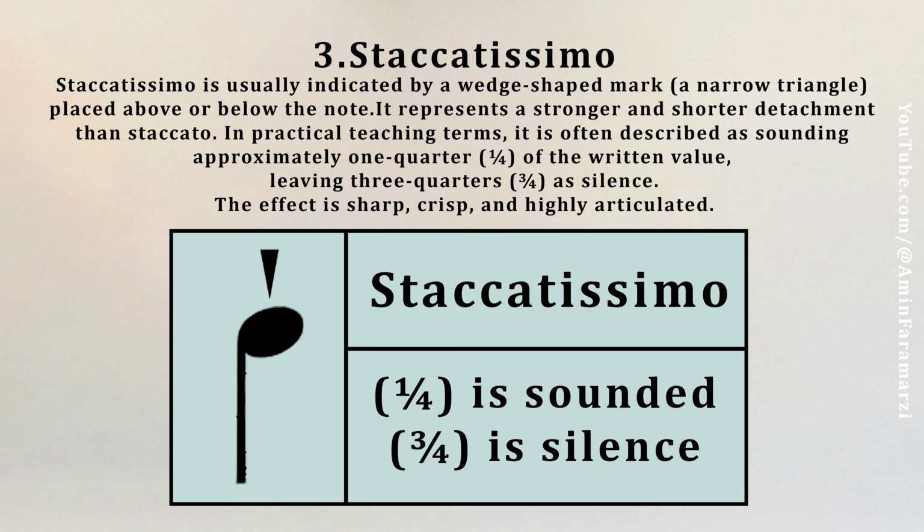3. Staccatissimo. Staccatissimo is usually indicated by a wedge-shaped mark, a narrow triangle, placed above or below the note. It represents a stronger and shorter detachment than staccato. In practical teaching terms, it is often described as sounding approximately 1/4 of the written value, leaving 3/4 as silence. The effect is sharp, crisp, and highly articulated.